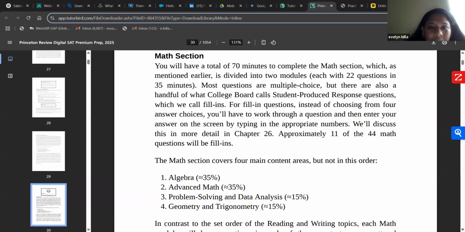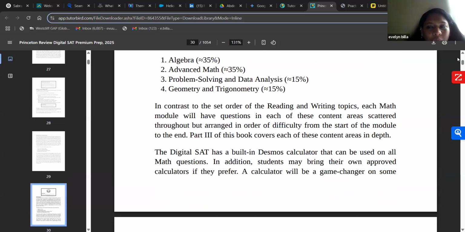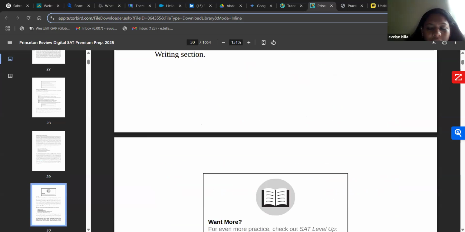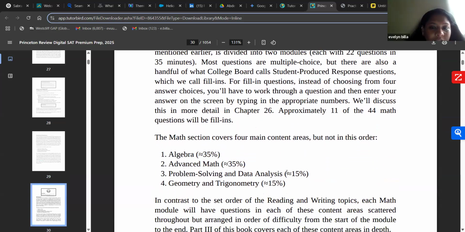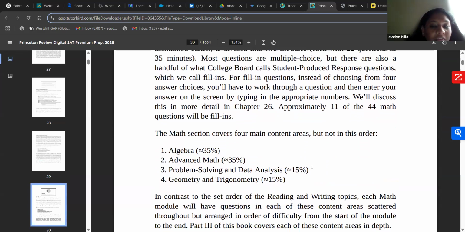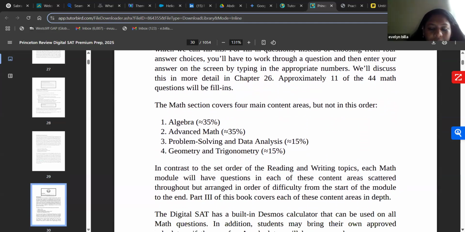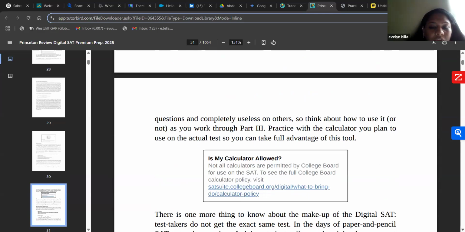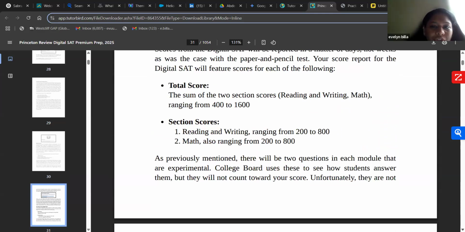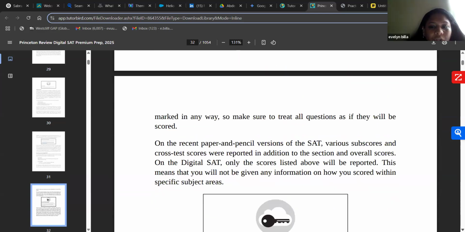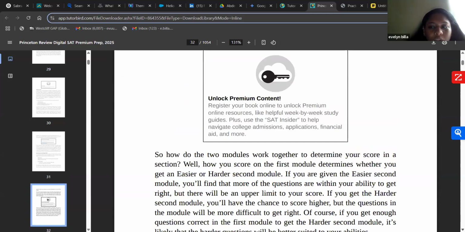Okay, math section, like I said, Mr. Rama will cover, but I'm just going to give you the idea. Algebra is 35%, advanced math 35%, problem solving and data analysis 15%, and geometry and trigonometry is 15%. Make sure you take note of all this so you know what to tackle where. I think this is how you're going to be scored and rated, and this is how you're going to work.